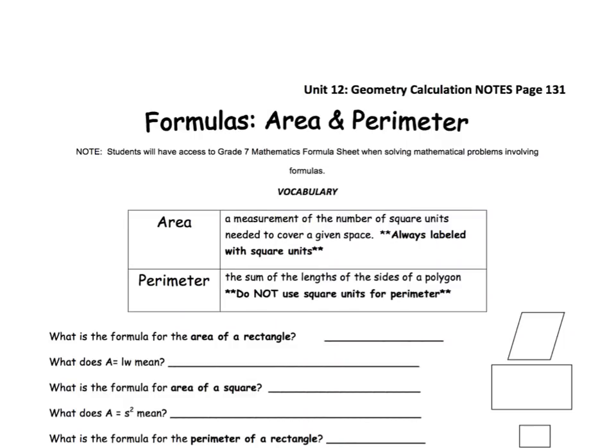Today we will be talking about how to find the area and perimeter of polygons. You will be allowed to use your grade 7 math formula sheet when solving math problems involving formulas. Area is a measurement of the number of square units needed to cover a given space. They are always labeled with square units.